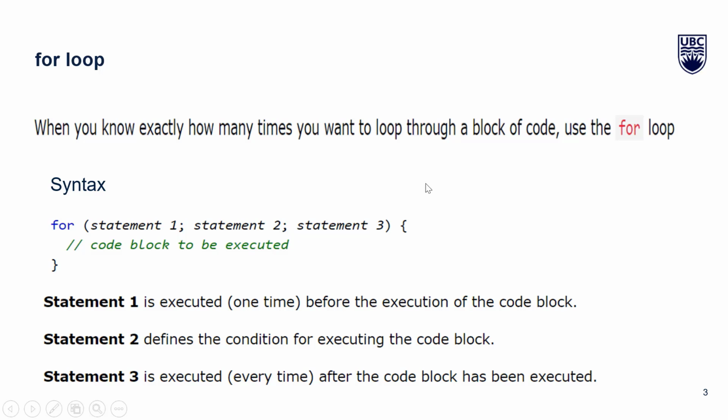So we write for, and after that we have three statements. The first statement is executed one time before the execution of the code block. The second statement defines the condition for executing the code block. And the third statement is executed every time after the code block has been executed.